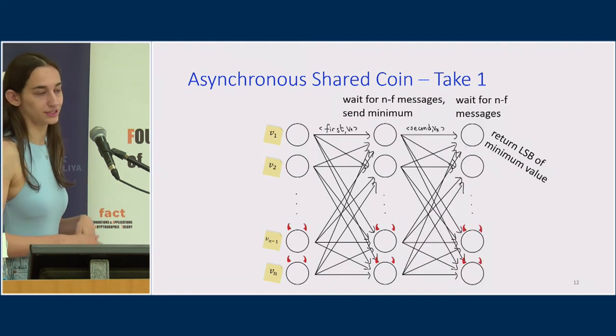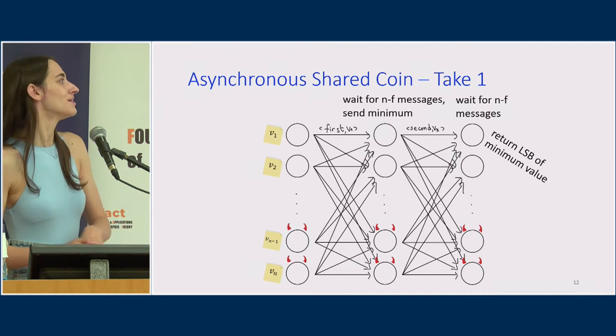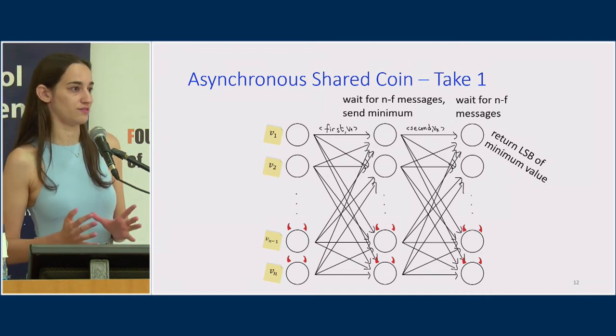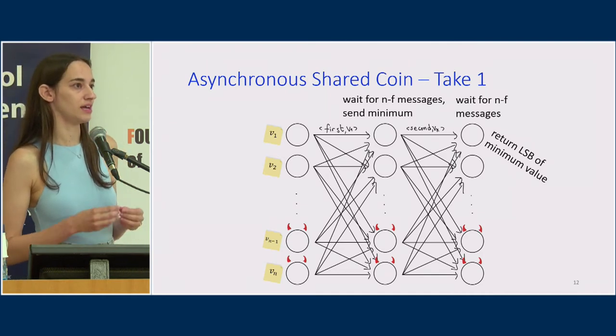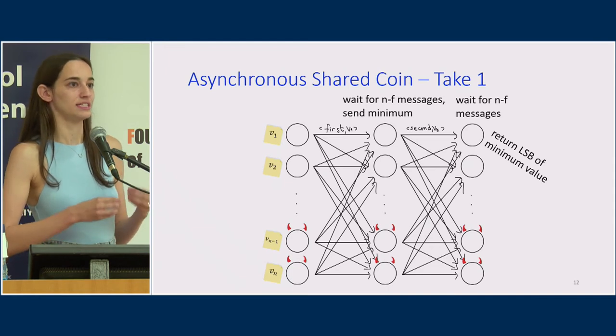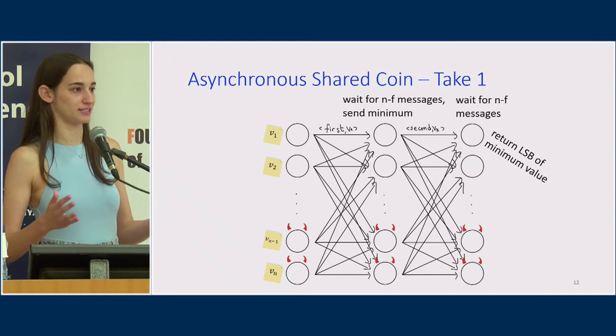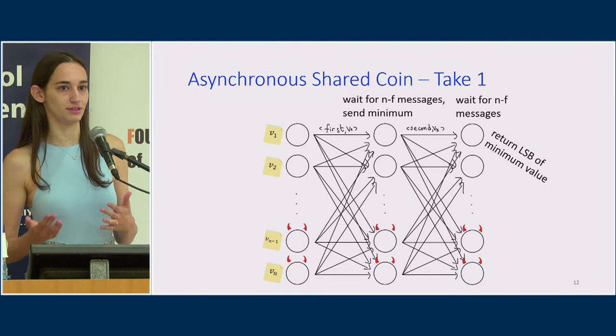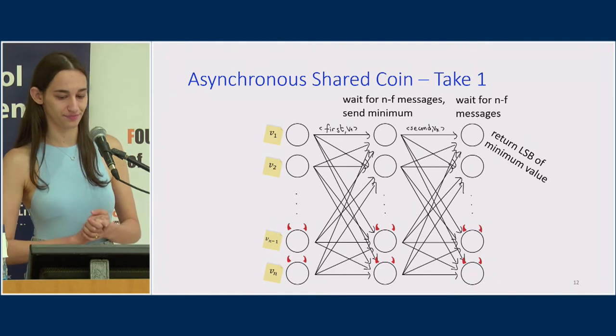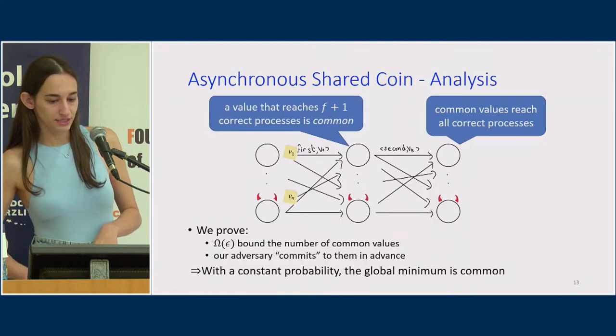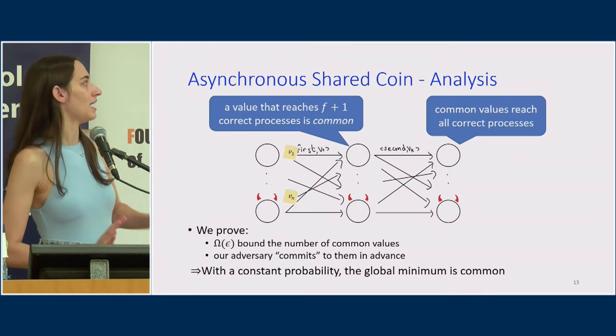So in order to fix this problem, we add another round of sending messages. And in this round, every process sends its message, its minimum value, to all other processes. Then again, they all decide upon the least significant bit of the minimum value. So this works. Okay, why does it work?